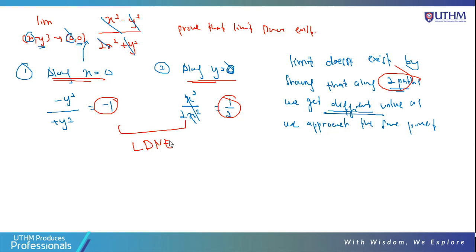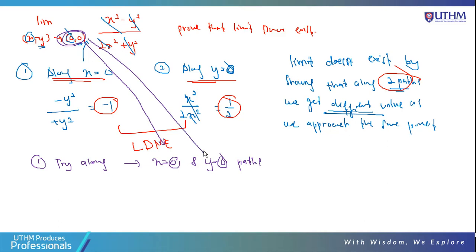So I can write down a simplified way of determining that the limit doesn't exist. The first step, try along the x equals 0 and y equals 0 paths, depending on the approach point here. So that's the first step.